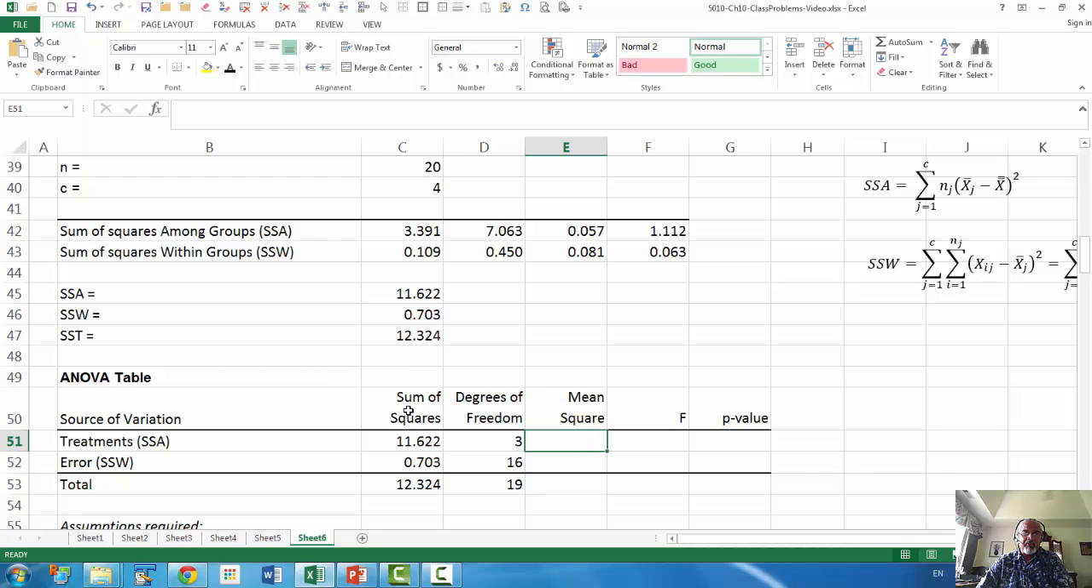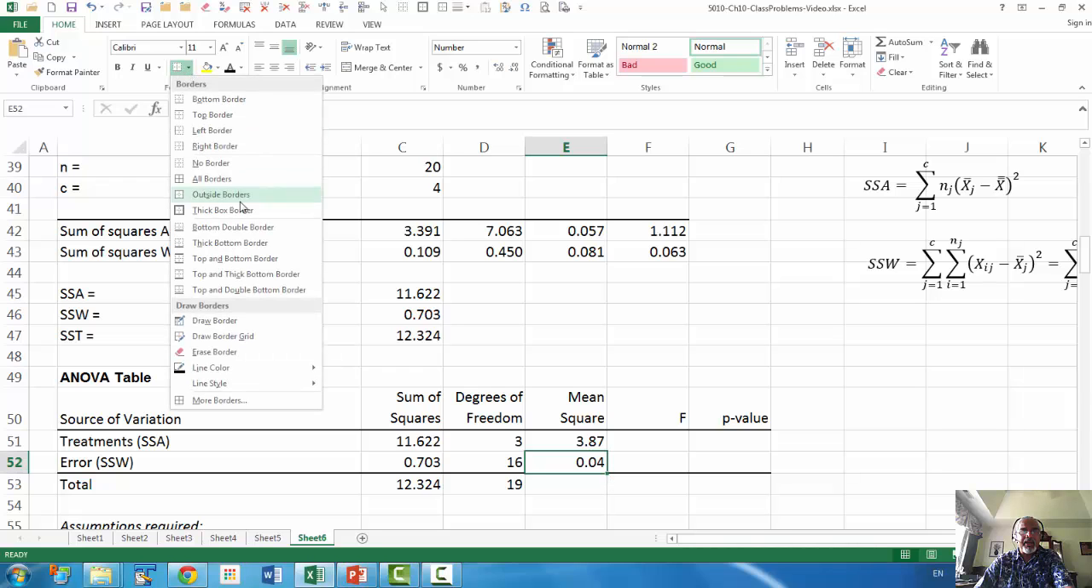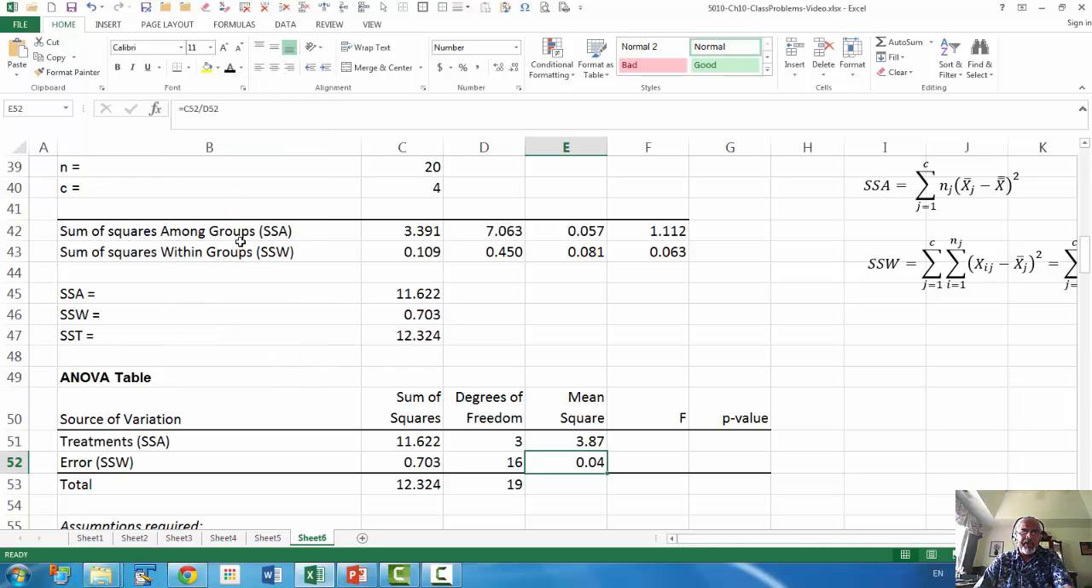Mean square is always the sum of squares divided by the corresponding degrees of freedom. So you take the sum of squares, you divide by the degrees of freedom, and that will give you the mean square. So this is mean square A, MSA, or you can also call it mean square treatment. If you copy that and do the same thing for this row, you get MSE, or mean square error, or mean square within groups.